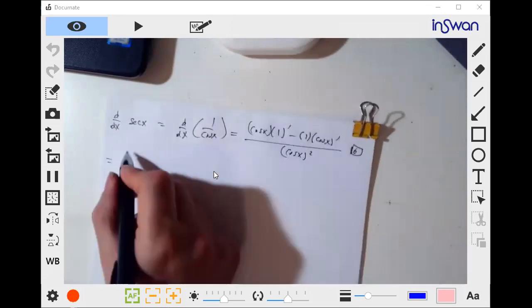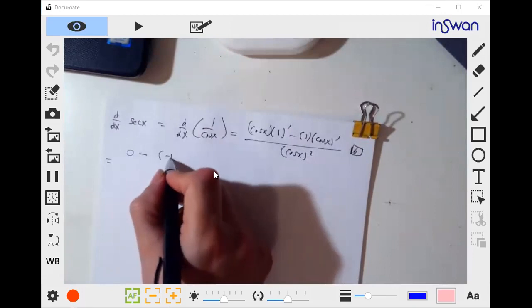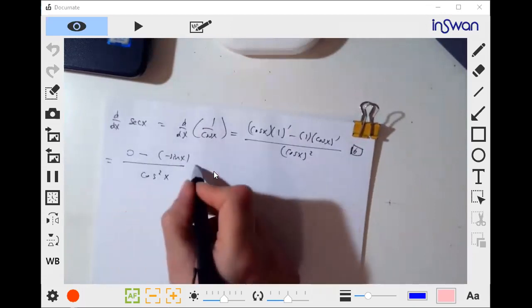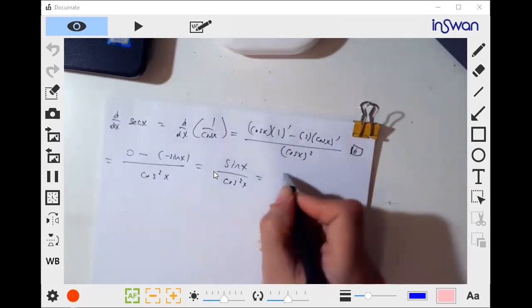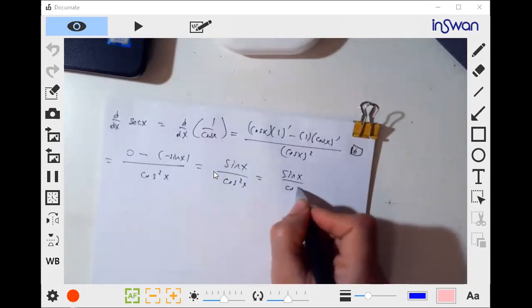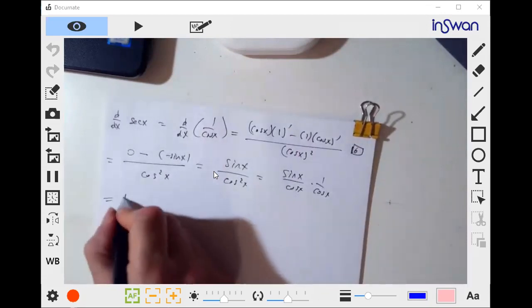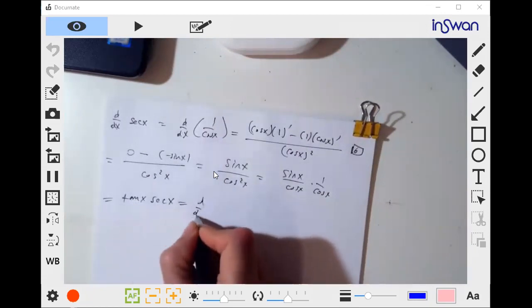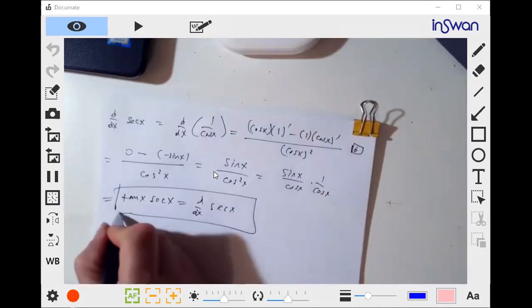So this reduces to a 0 minus derivative of cosine is negative sine all over cosine squared x. So the negatives cancel to get sine of x over cosine squared x. But this is the same thing as sine of x over cosine of x times 1 over cosine of x, right? But that's the same thing as tangent of x, secant of x. And that's what your d dx of secant of x is.